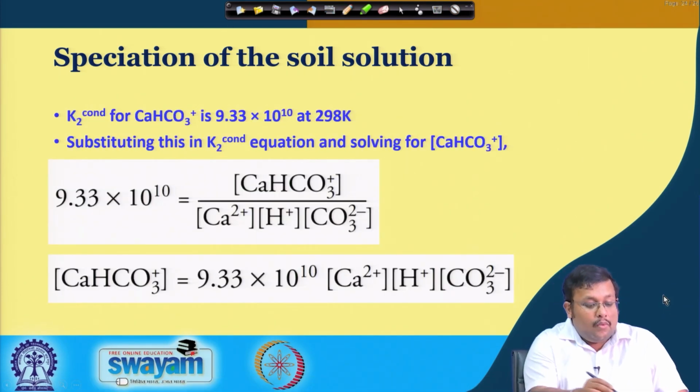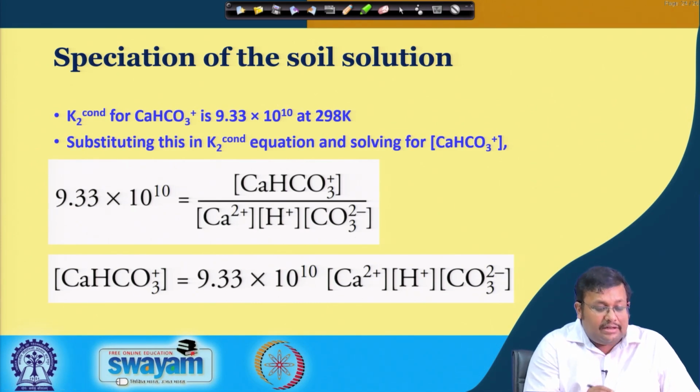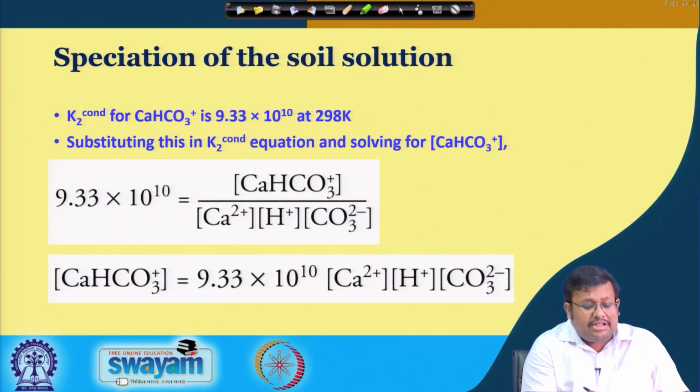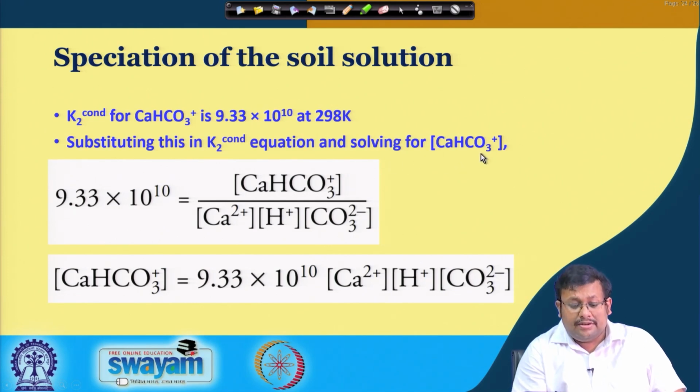So, from there we can basically calculate. Now, we know this thermodynamic equilibrium stability constant, that is 9.33 times 10 to the power 10. We already know the value. From there we can get this equation, and substituting this K2 condition, we can solve for the calcium bicarbonate concentration.